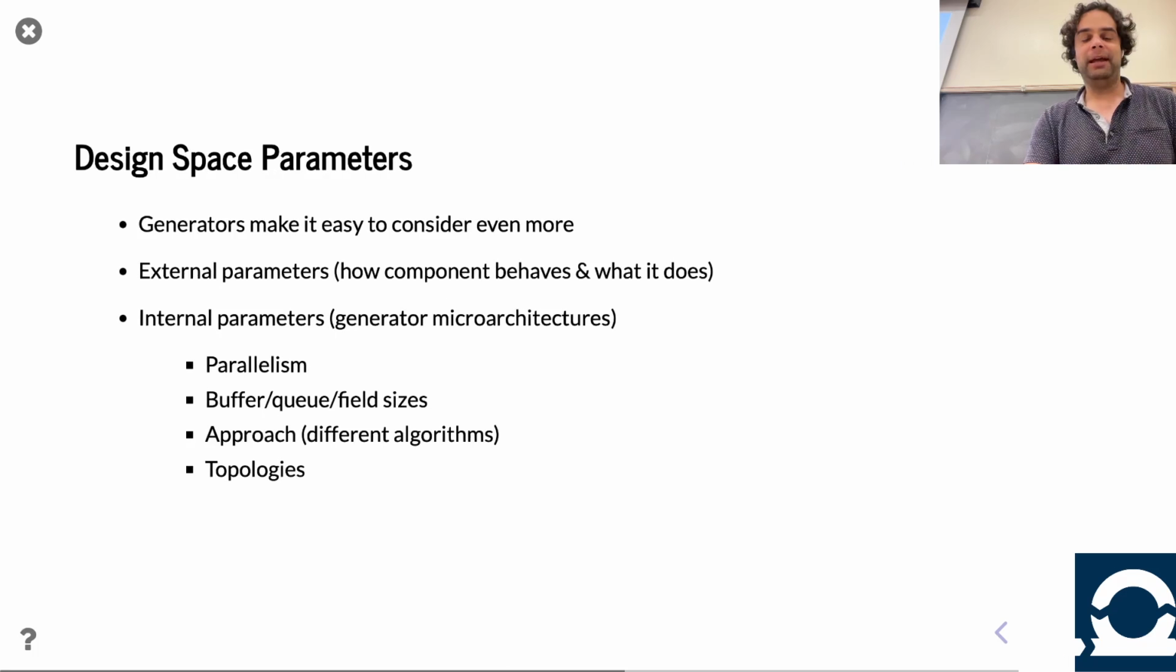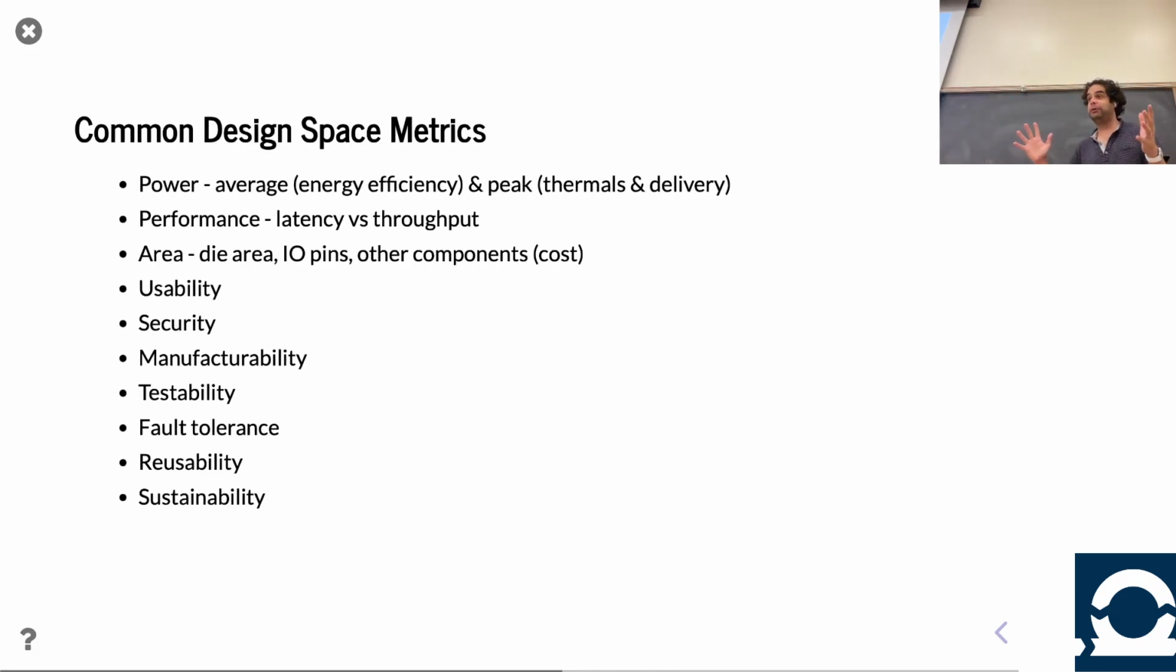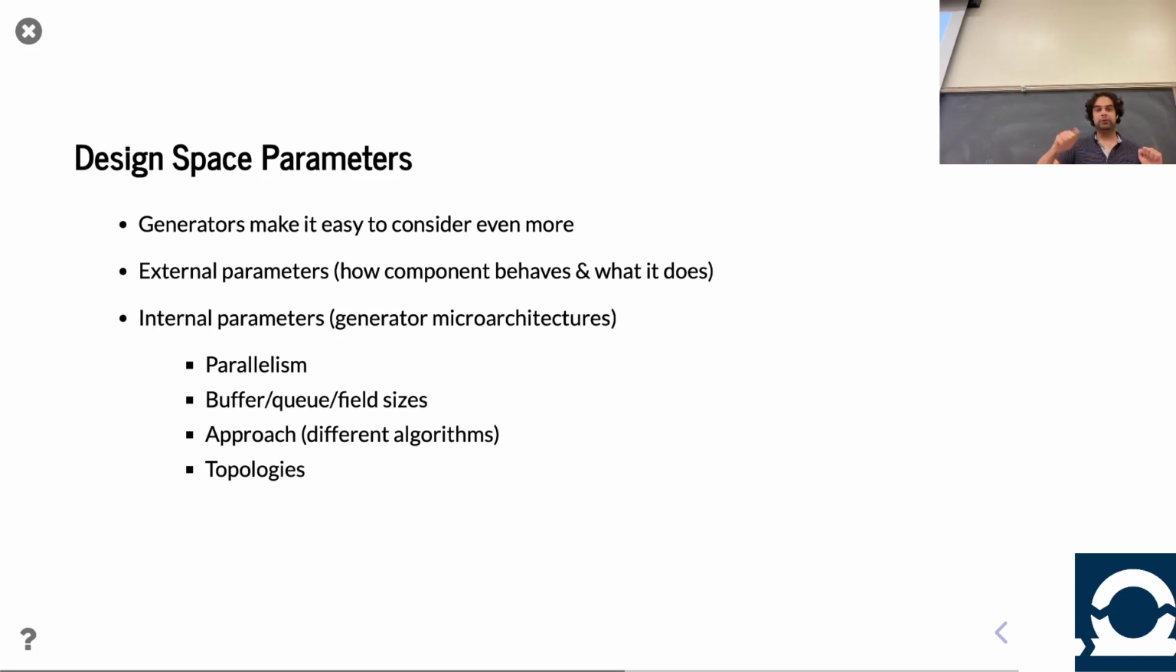But it just kind of gets people aware of the fact that there are a lot of things to consider when evaluating your design. So on one hand, you have the metrics, how you score how good a design is. On the other hand, there are the knobs you can turn to explore a design space. With generators, you can now more easily generate different design variants. That's the whole point of generators. So you have external parameters, like what interfaces my module has.